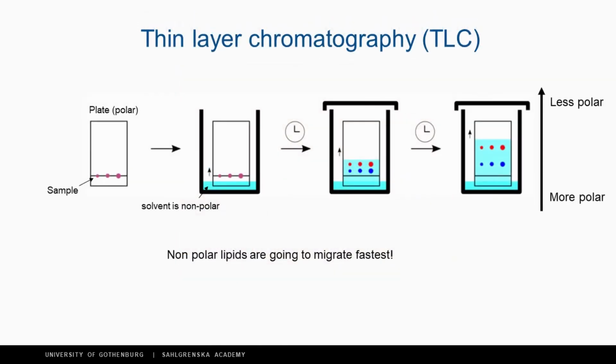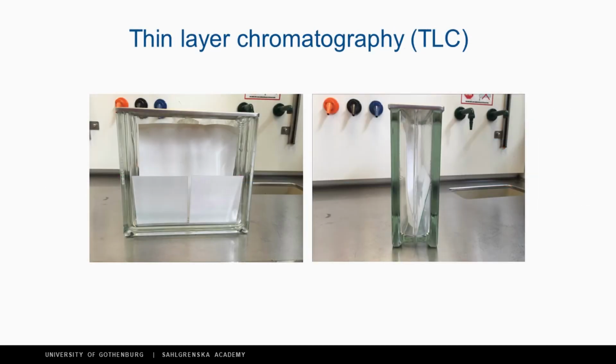Once you add your plate to a glass tank with a small layer of solvent at the bottom, you can see that the solvent will migrate up the plate. Non-polar substances will be taken up readily by the solvent and migrate fastest. Polar substances stick harder to the surface of the silica gel and migrate less fast. Once the solvent front reaches about 1 cm from the top of the plate, take the plate out of the tank and let it dry in the fume hood for 10 to 15 minutes. The glass tank contains a filter paper to saturate the air of the chamber with solution.